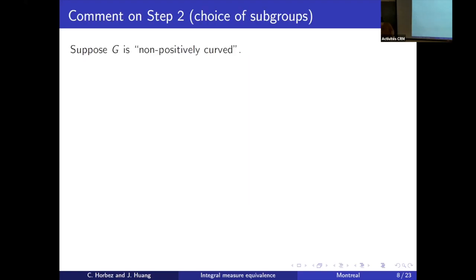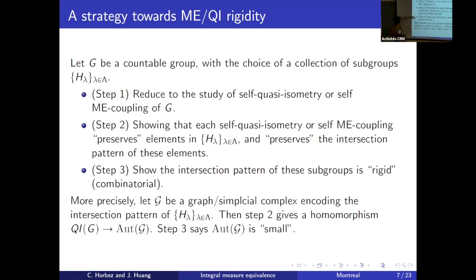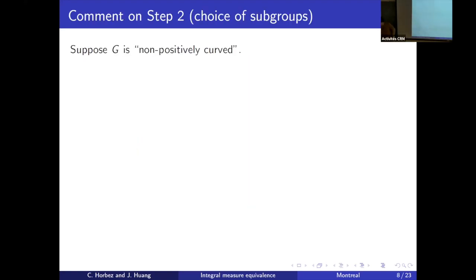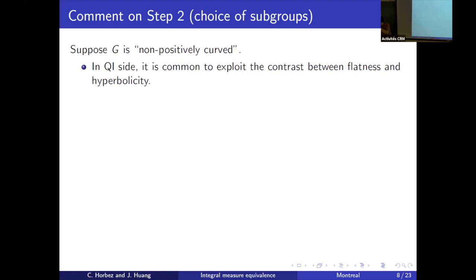Okay, so now I want to comment on step 2. We said that step 1 works for all groups. For step 2, how would you choose such subgroups? This is actually quite interesting. Now I want to impose on the group some non-positive curvature, so it could be Hadamard, CAT(0), HHS, or coarse median, whatever your favorite notion of non-positive curvature is. If you have a non-positively curved space, then you have some zero curvature like flats or quasi-flats, and you have some hyperbolic directions. The general philosophy on the QI side is that there's a contrast between flatness and hyperbolicity, which is detected by the quasi-isometry.